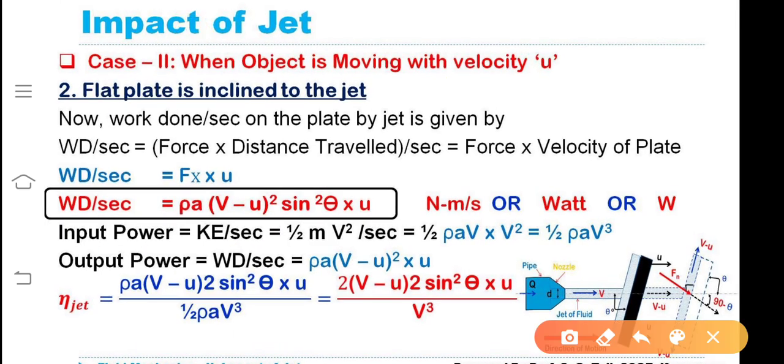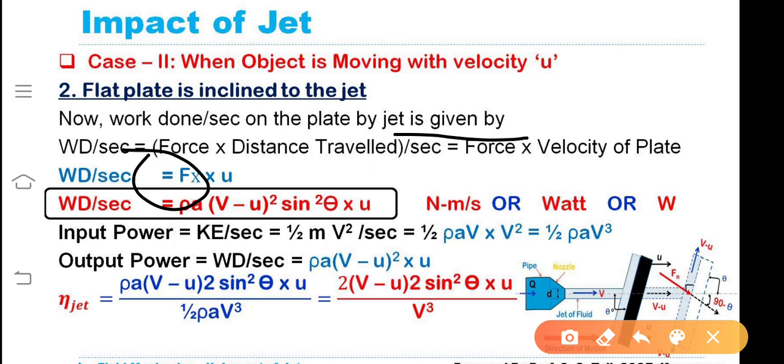Now, work done per second on the plate by the jet is given by which force we have to take? Fn, Fx, Fy? Fx, yes, you are aware of it. Very good. Work done per second is equal to force multiplied by distance travelled by the plate per second, which is force multiplied by, as I have already said, the velocity of the plate. That is Fx multiplied by U.